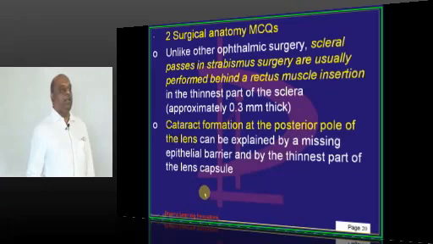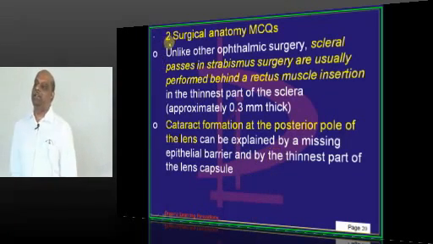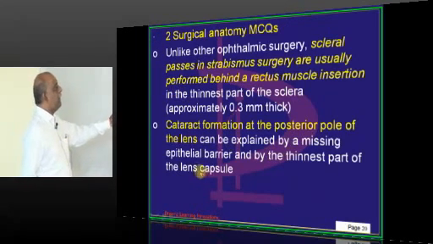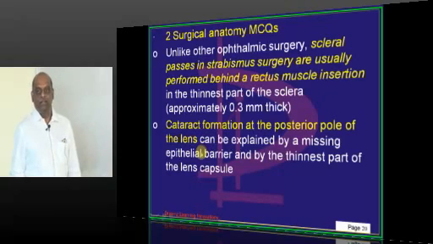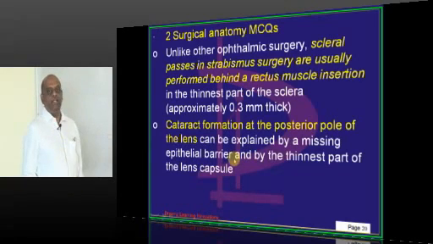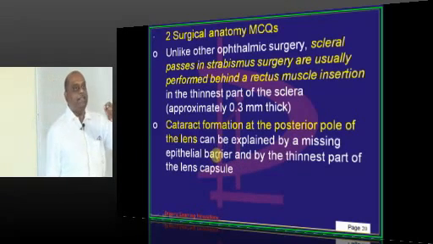Similarly, the posterior pole of the lens is the thinnest part. What is the surgical anatomical perspective of that? If you look at cataract formation, a lot of times cataract forms along the posterior pole of the lens. The reason is, in the posterior pole of the lens, there is a missing epithelial barrier.